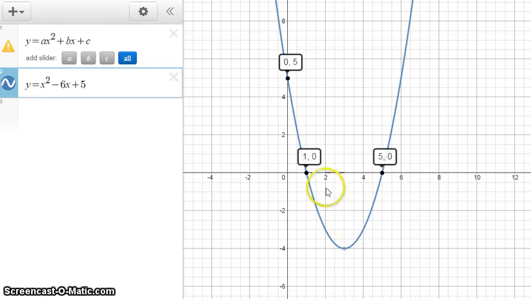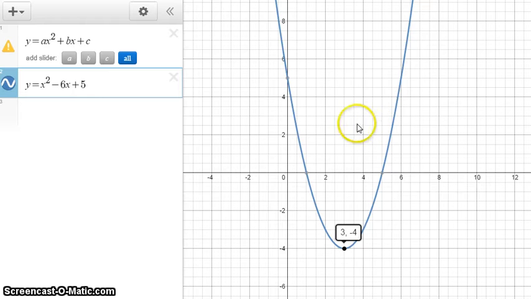Another special property about the graphs of quadratic functions is that there is always going to be a point. In this case, since my parabola is opening upwards, I will have a minimum point.